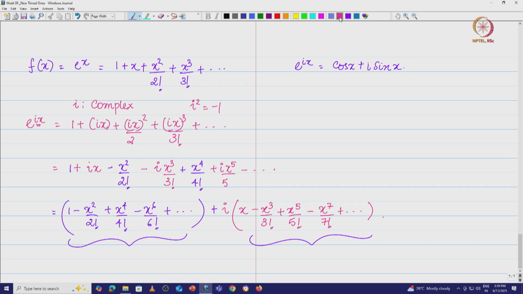So what we see is this is basically the Taylor series expansion of the function cos x, and this is the Taylor series expansion for the function sin x. So what we have is cos x plus i sin x. In fact, I would leave it as an exercise to all of you. Try to get the Taylor series expansion of cos x and sin x, in the method that we did in the previous class.